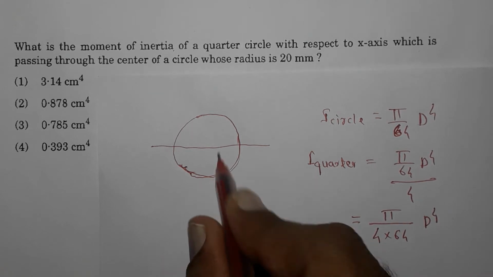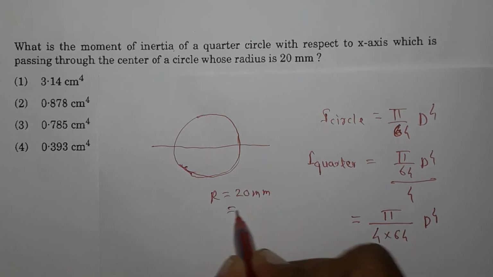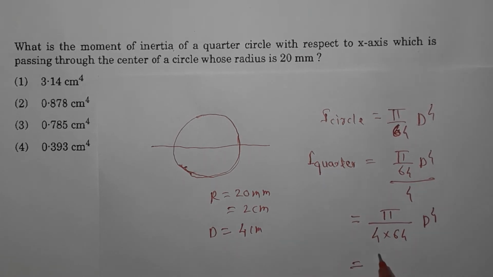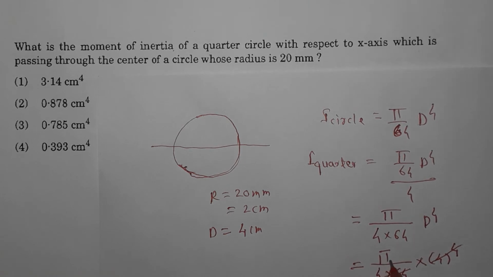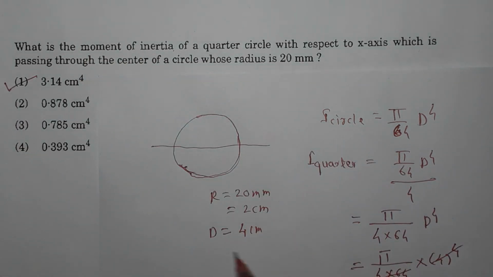Here the radius is given as r is equal to 20 mm, which is equal to 2 centimeter, and therefore diameter is equal to 4 centimeter. So if I substitute it over here, it becomes pi divided by 4 into 64 into d raised to 4, means it is 4 raised to 4. So 4 raised to 4 and 4 into 64 are the same, and therefore the answer is pi, and pi is nothing but 3.14, and as we have converted the diameter into centimeters, it will be 3.14 centimeter raised to 4. Option 1 is the correct option.